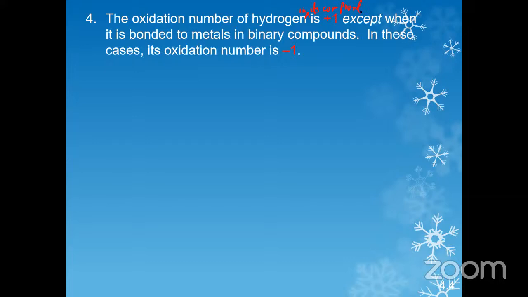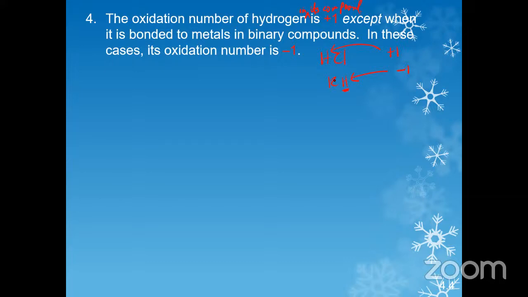So the oxidation number of hydrogen in any compound is +1, excepting if hydrogen is bonded to metals in binary compounds, right? In those instances, the oxidation number is -1. For example, in hydrogen chloride, the oxidation number of hydrogen is +1, but in potassium hydride, the oxidation number of hydrogen is -1. The reason is that hydrogen in this case is bonded to a metal. So whenever hydrogen is bonded to a metal, the oxidation number is -1, but if it is bonded to a non-metal, the oxidation number is +1, all right?